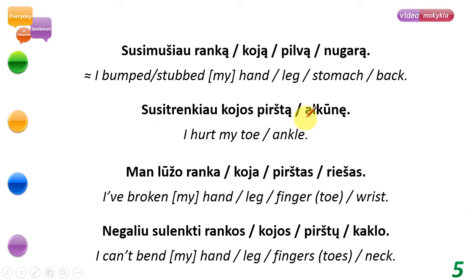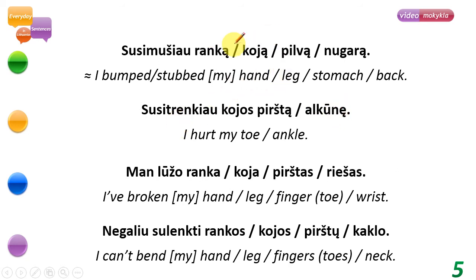So, susitrenkiau kojos pirštą. I hurt my toe. Remember that there is no word for toe in Lithuanian, only kojos pirštas. Literally a finger of a leg. Susitrenkiau kojos pirštą. I hurt my toe. Susitrenkiau alkūnę. I hurt my ankle.